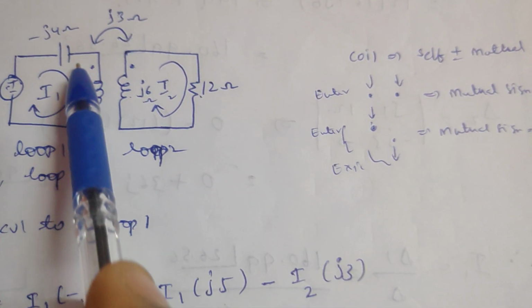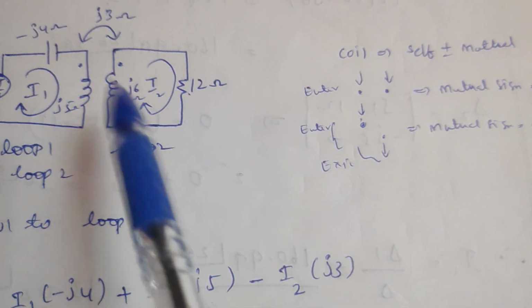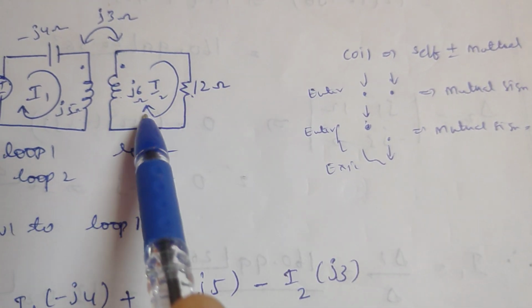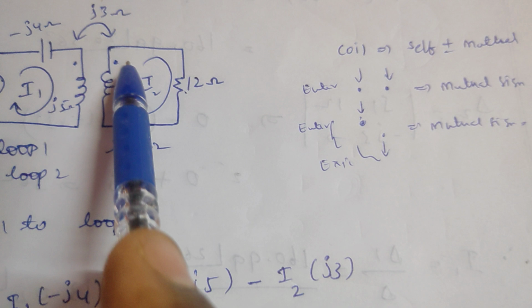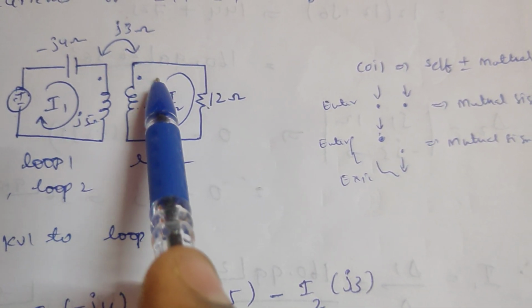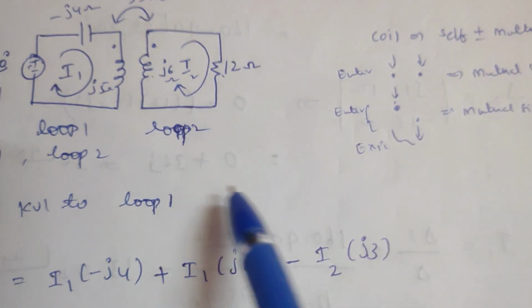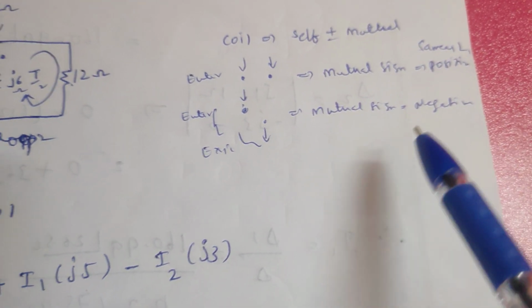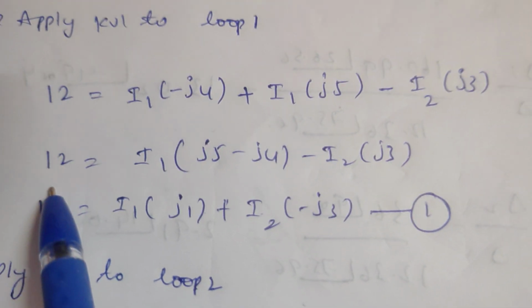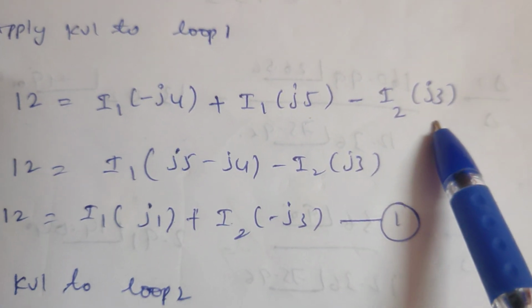But here we have to concentrate on the sign of this mutual value, because here the current is entering this first dot, and the second current goes through the coil and exits from the dot. So the current is entering the dot here and exiting the dot there, which means the mutual value has a negative sign. So this is the KVL equation I got for loop 1.